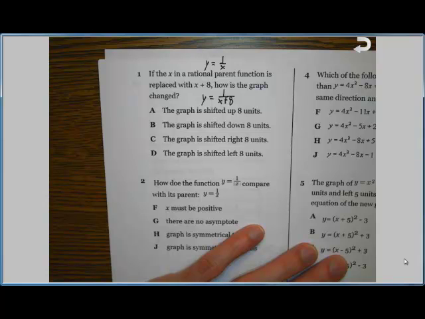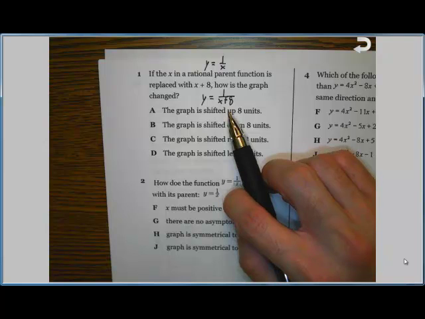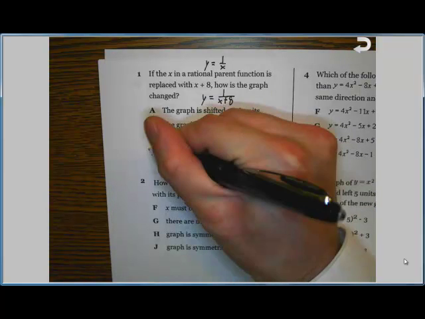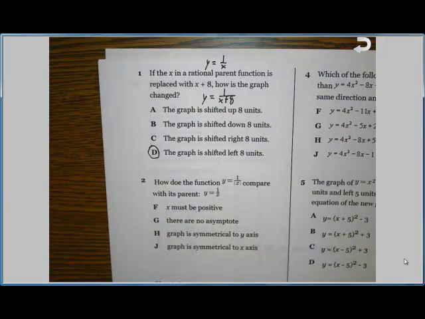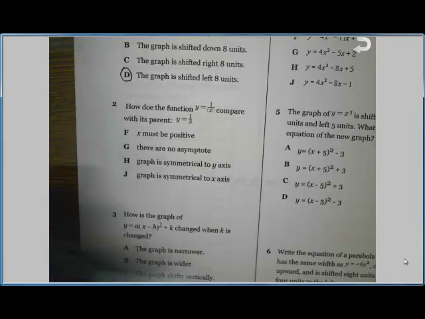And what do we remember about insiders? They always lie. So you would think that you would shift 8 units to the right. But since insiders lie, you will shift 8 units to the left. Now, if you don't believe me, we can look at our handy-dandy graphing calculator.